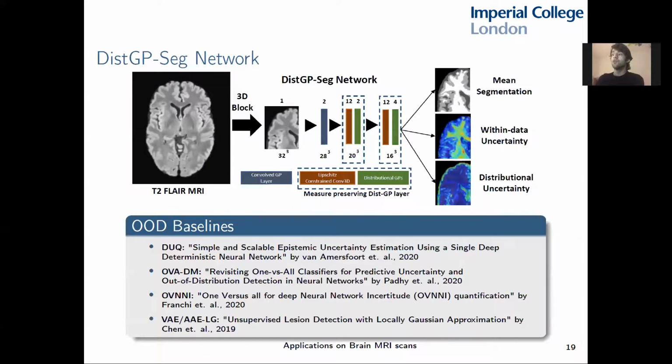All right. So what is the actual architecture which we apply in our paper? We use a relatively simple one composed of two measure preserving distributional GP layers. And in output space, we get three heat maps: the mean segmentation and the two types of uncertainty. We compare our model with state-of-the-art methods from the general out-of-distribution literature, which is enumerated over there.